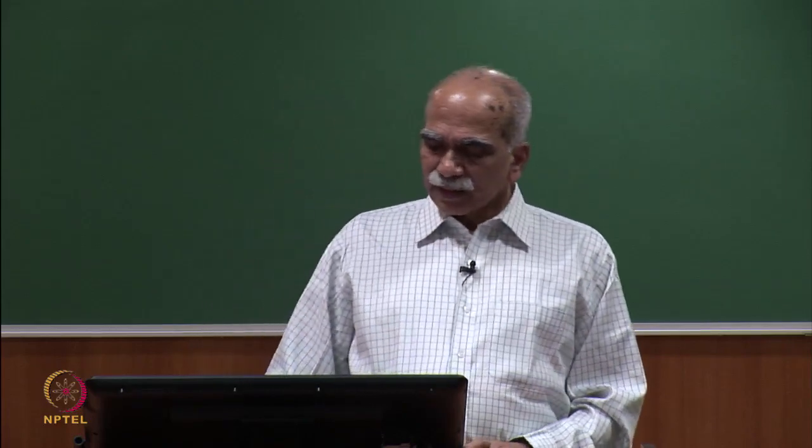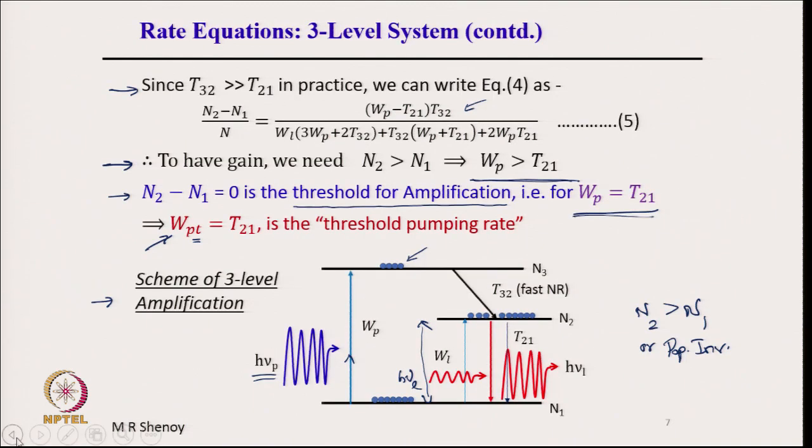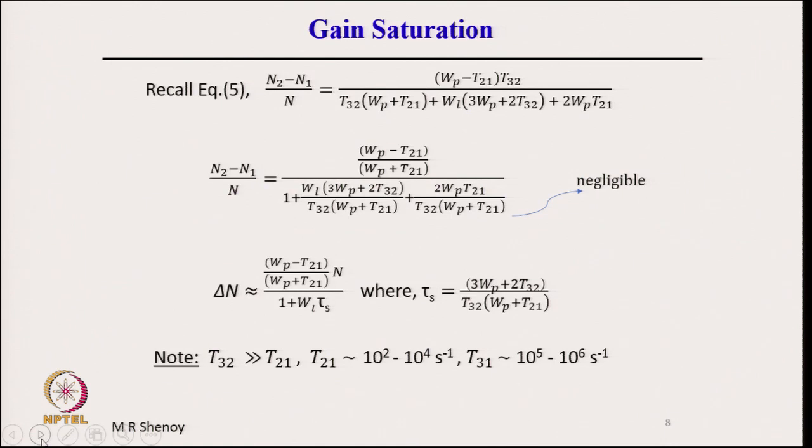Let us discuss something more, an important concept of gain saturation. Recall equation 5, which I have rewritten here. In this equation, if we divide the denominator and the numerator by the term T32 into Wp plus T21, then in the numerator T32 cancels and we have Wp. So this is the same expression where we have divided all 3 terms by the first term.